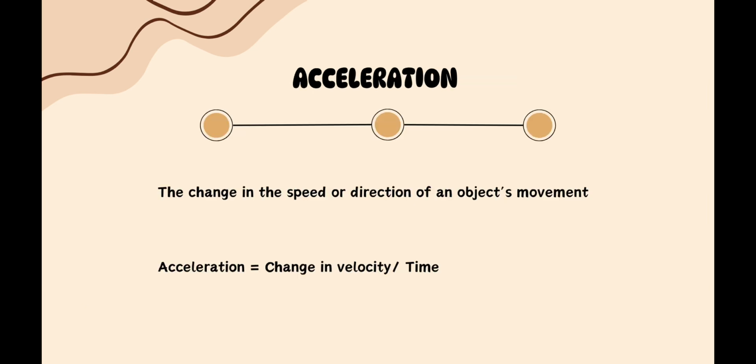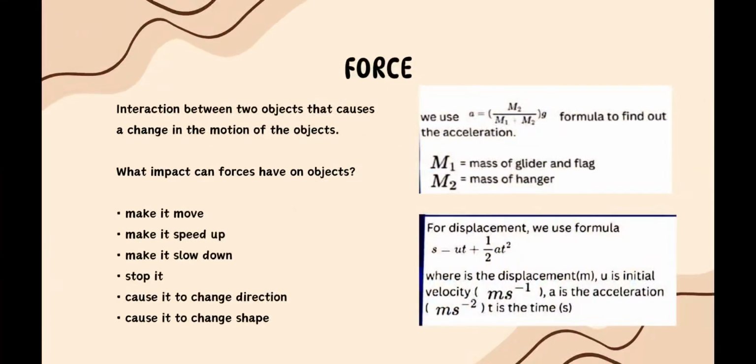Firstly, we have acceleration, the change in the speed or direction of an object's movement. Acceleration equals change in velocity over time. Secondly, we have force, an interaction between two objects that causes a change in the motion of the objects. What impact can force have on objects? Make it move, make it speed up, make it slow down, stop it, cause it to change direction, cause it to change shape.